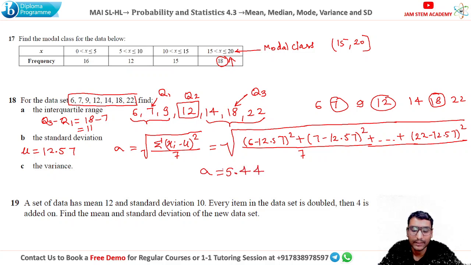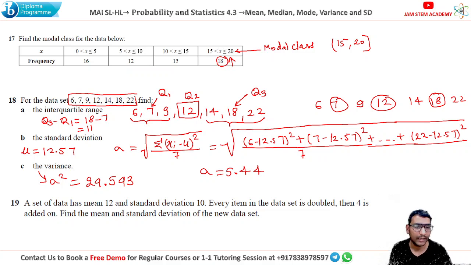Now it says find the variance also. We know the variance is given by sigma squared. So you just have to take the square of this: 5.44 whole squared gives 29.593, which is around 29.6, you can say.